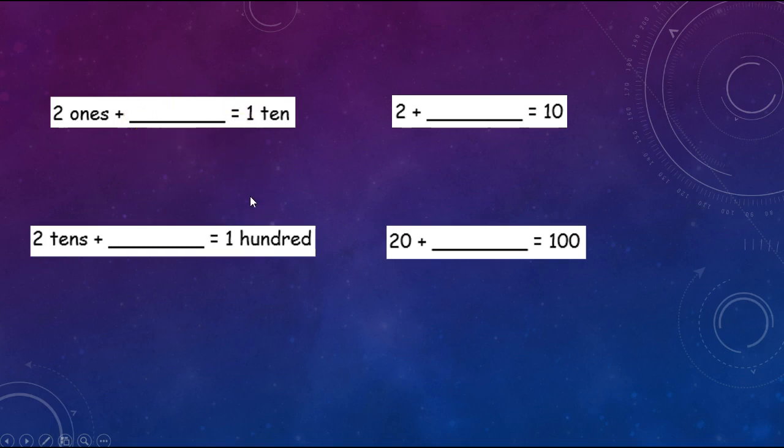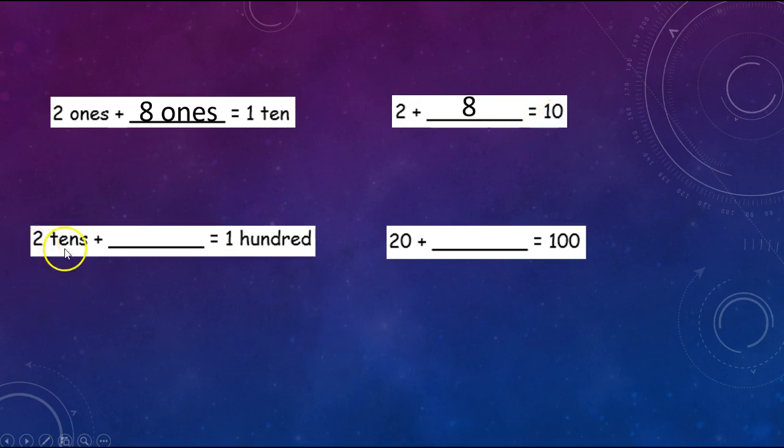So start with 2, so put 2 in your head. 2, 3, 4, 5, 6, 7, 8, 9, 10. How many did you count? I counted 8 ones. So over here, we would say that 2 plus 8 equals 10.